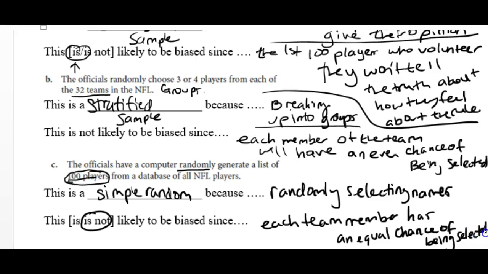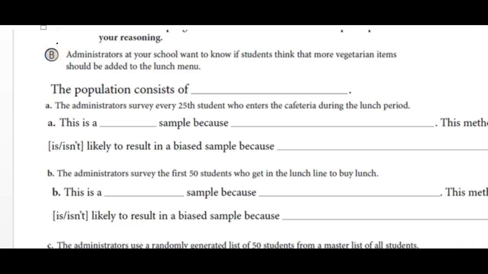Okay, let's go ahead and go on to part B. It says administrators at a school want to know if students think that more vegetarian items should be added to the menu. So first of all, they want to ask all the students, so not NFL players, but students at the school. Okay. The administrator surveys every 25th student who enters the cafeteria.